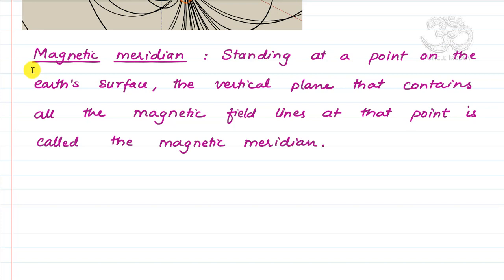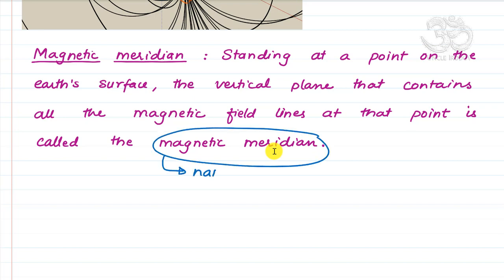So magnetic meridian is a vertical plane. It's the name of a vertical plane, people. Keep that in mind. That is very much important. So magnetic meridian is the name of a vertical plane. Which vertical plane? It's a very special vertical plane. It's a vertical plane that contains all the magnetic field lines which are going above that point. So keep in mind this.